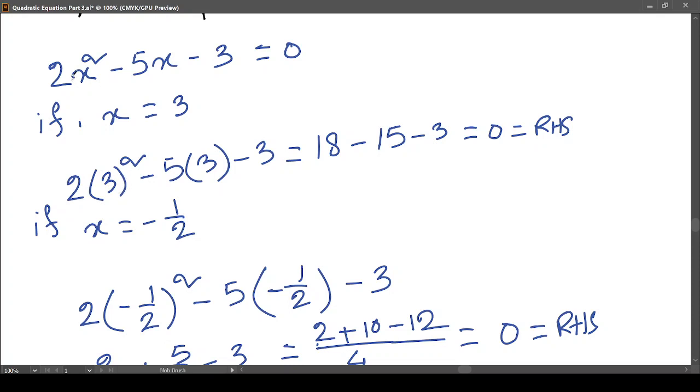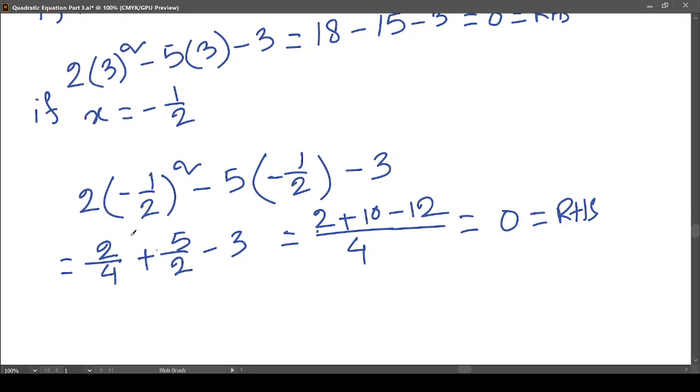If you put 3, look what happens. 3 square minus 5 into 3 minus 3: 9 into 2 is 18, and then minus 5 into 3 is minus 15, minus 3, so it's basically 18 minus 18, which is 0. Even if you put x equals to minus half on the left hand side, you will get 2 into minus half whole square minus 5 into minus half minus 3, which will end up as 0, which is basically your right hand side.